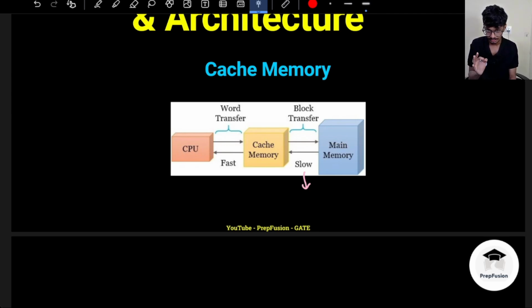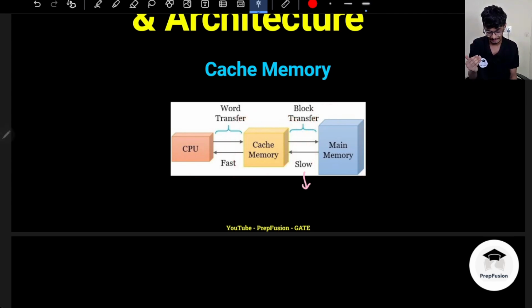But the advantage is that cache memory is very fast, and it is strategically very near to the CPU. So data transfer happens very fast. And now you might have the doubt, sir, if everything is so good in cache memory, then let's just use it. Why use main memory? Why not use only cache memory?